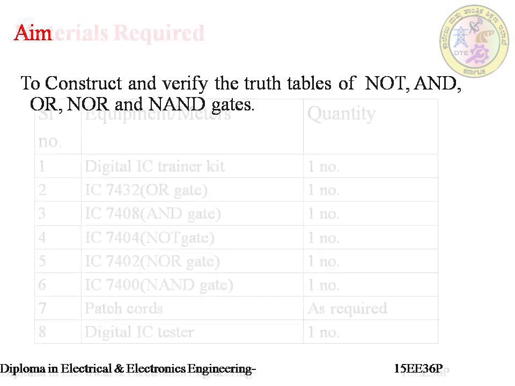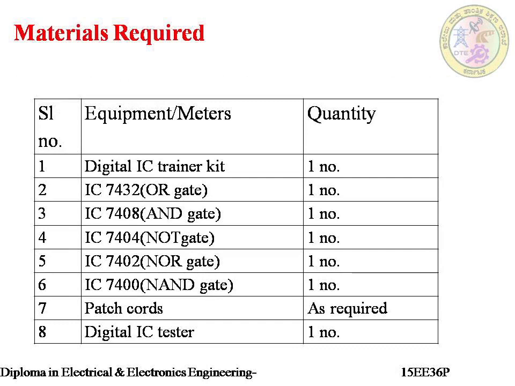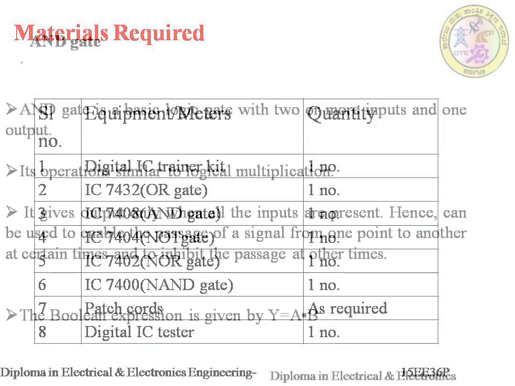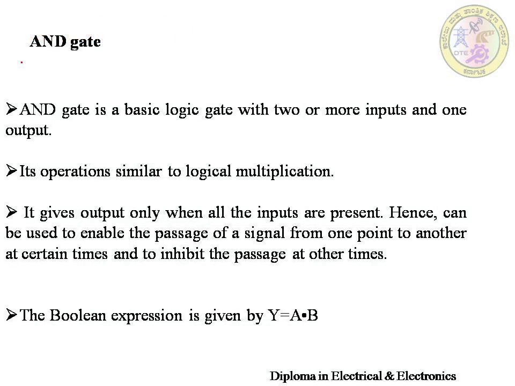gates. The materials required for conducting this experiment are digital IC trainer kit, OR gate IC 7432, AND gate IC 7408, NOT gate IC 7404, NOR gate IC 7402, NAND gate IC 7400, patch cords for the connections and IC tester. Now we will go through the pin diagram and truth table of all logic gates one by one.